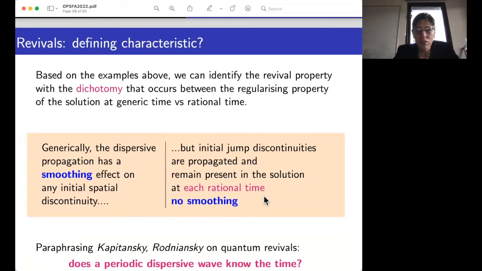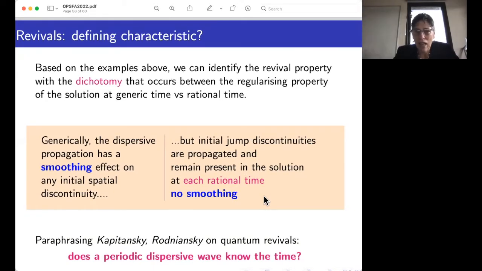So there is no definition of what this revival phenomenon actually is, but I would say, especially given the evidence that it survives in a weak form for a very large class of boundary conditions and situations, that the most important characteristic, the dichotomy, is really between the levels of regularization of the solution that happen at different times. So generically, this dispersive propagation, which all these PDEs share, has a smoothing effect on any initial spatial lack of smoothness, be it a discontinuity or a discontinuity in any derivative.